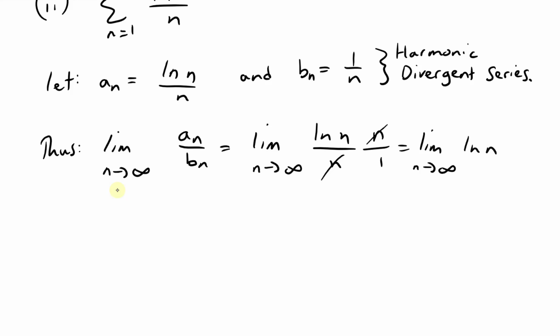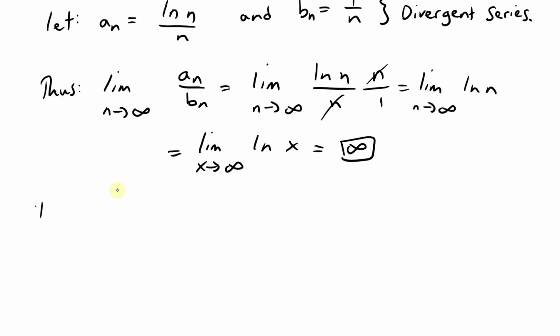That's ln n. But my calculus book makes it more technical and sets it to a function, and I believe you could do the same. So x approaches infinity. It's the same thing as writing the limit as x approaches infinity of ln x, which equals ln infinity, which is just infinity. So since b n is divergent and this ratio equals infinity, then the other one is divergent.